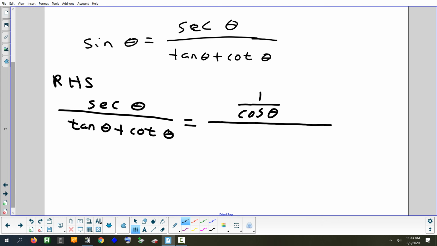Let's do tangent. What's tangent? Sine divided by cosine, and cotangent, cosine divided by sine. Okay, so we've changed everything to sines and cosines. That trick's done. What else could I do here, especially in the bottom?